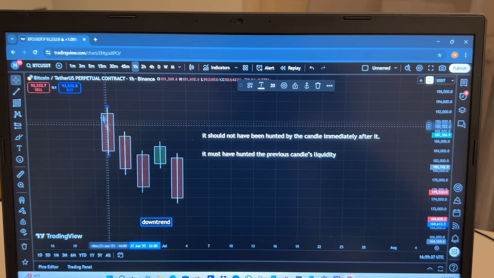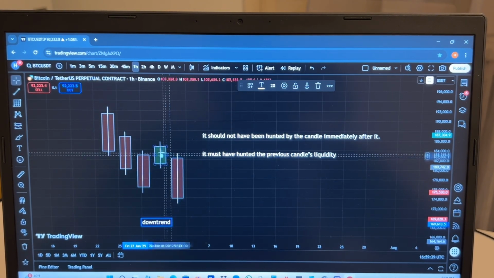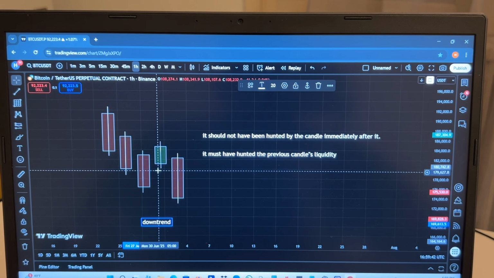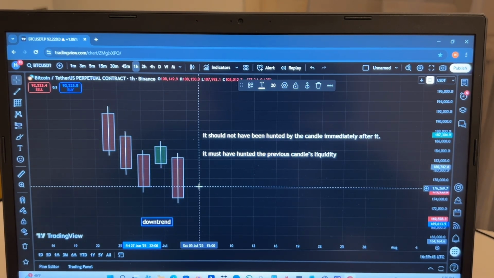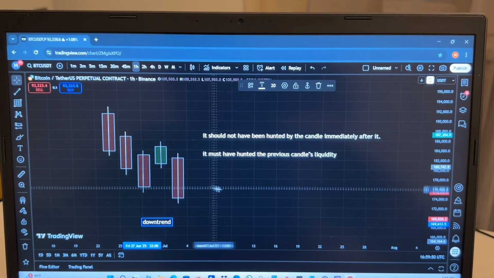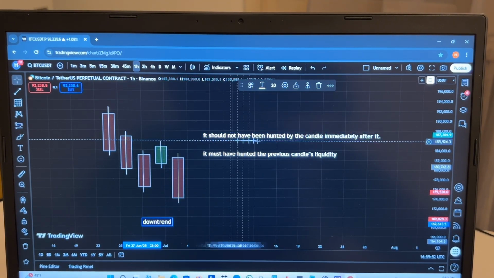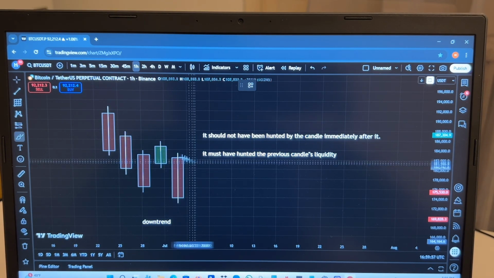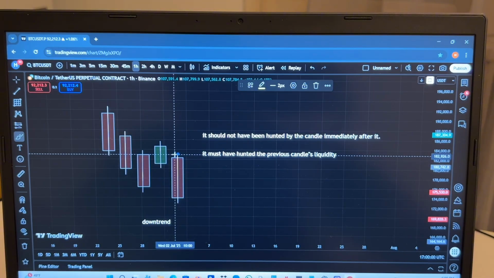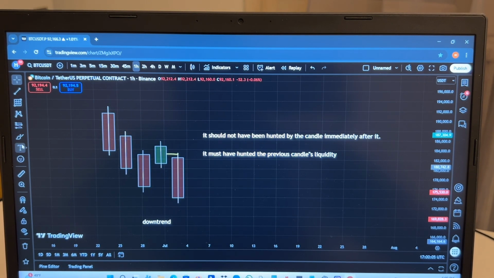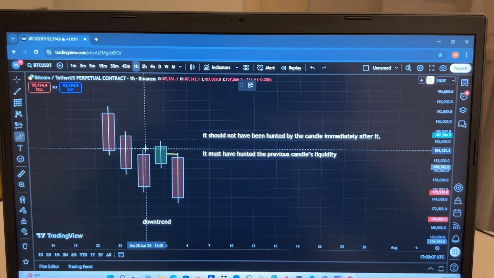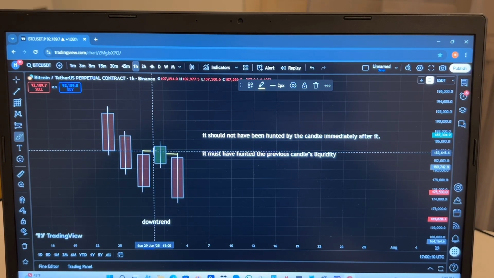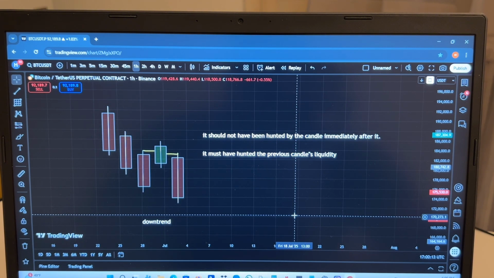It has made a consecutive set of red candles, but within those we can see a bullish candle, a green candle. So this should be a green candle. It cannot be a red candle. It should be a green candle. Right now we can see that it should not have been hunted by the candle immediately after it. So we can clearly see that this candle has not hunted the liquidity made by the green candle, and this green candle has hunted the previous candle's liquidity. So there you go. This is a good hidden OB.